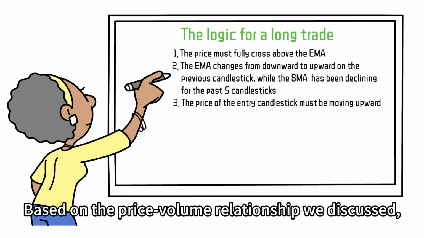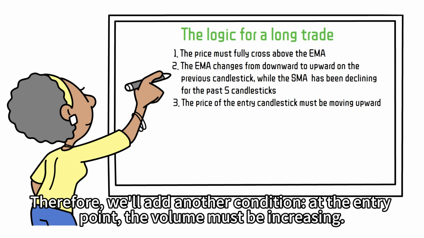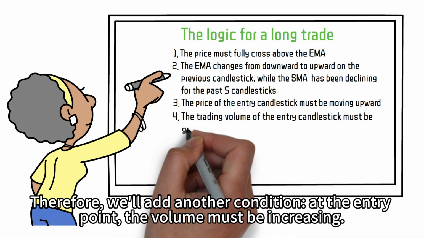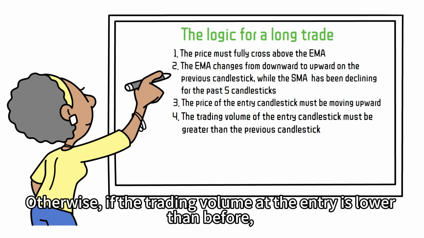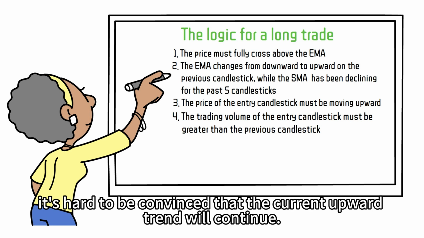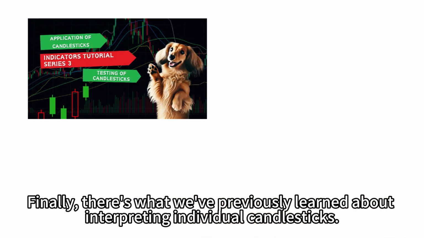Based on the price-volume relationship we discussed, price movements without volume are generally unreliable. Therefore, we'll add another condition at the entry point: the volume must be increasing. Otherwise, if the trading volume at the entry is lower than before, it's hard to be convinced that the current upward trend will continue. Finally, there's what we've previously learned about interpreting individual candlesticks.